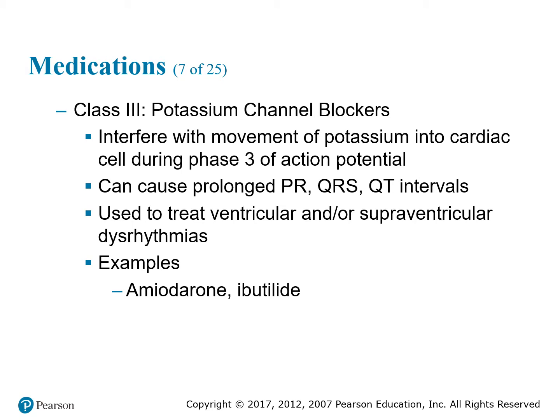Class 3 potassium channel blockers interfere with the movement of potassium into the cardiac cells during phase 3 of the action potential. They can cause prolonged PR, QRS, and QT intervals. These class 3 potassium channel blockers are used to treat ventricular and supraventricular dysrhythmias. Some examples of class 3 would be amiodarone and ibutilide.